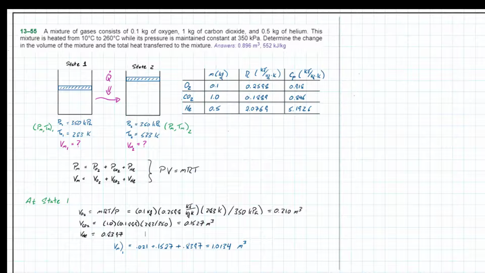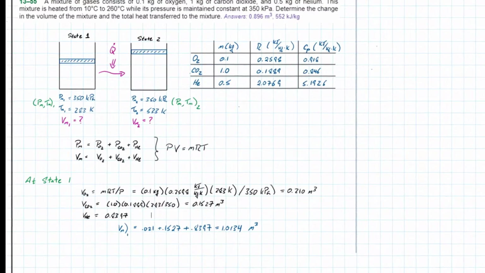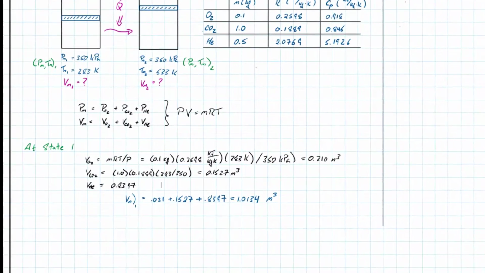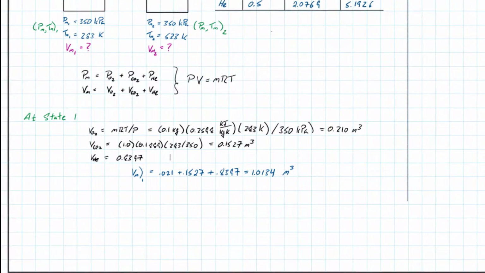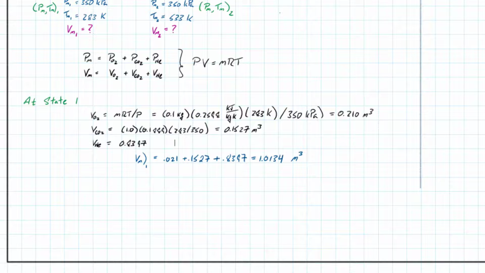Now you'll note that I'm keeping actually 5 significant figures because I know I'm going to need to subtract or utilize this in a calculation for the change in volume. Now, the only thing that changes between state 1 and state 2 with regards to our volume calculation is the temperature. So I can repeat this entire calculation at state 2 with the only thing changing is the temperature in the above equation.